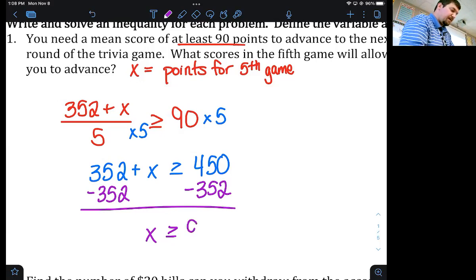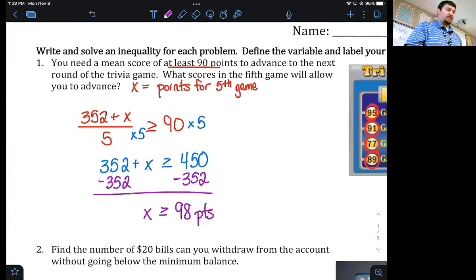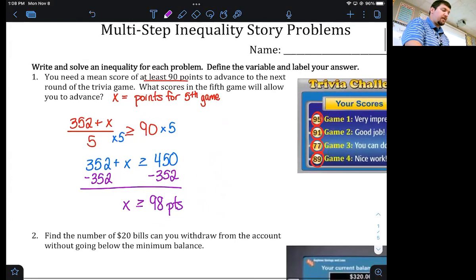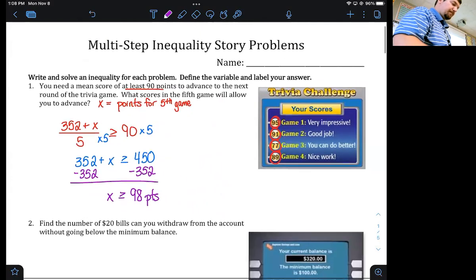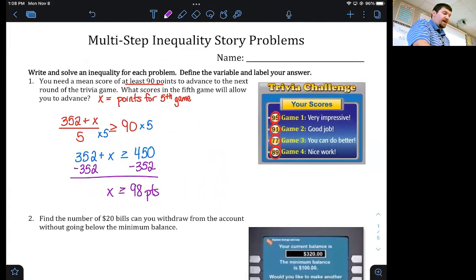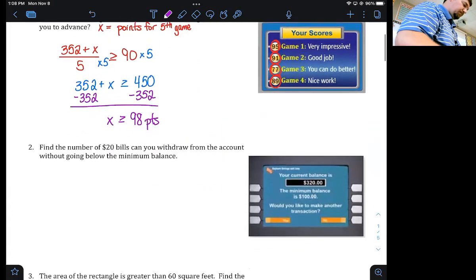98. Brady, tell us what your X stood for again. Points. Yep, for the fifth game. So I'm going to put points, or if you want to write points for the fifth game, that's fine too. So x, our score, has to be greater than or equal to 98 points. That's good. That means we'd have to score the highest on that game than any of the other games so far. I don't know if that's going to happen or not.